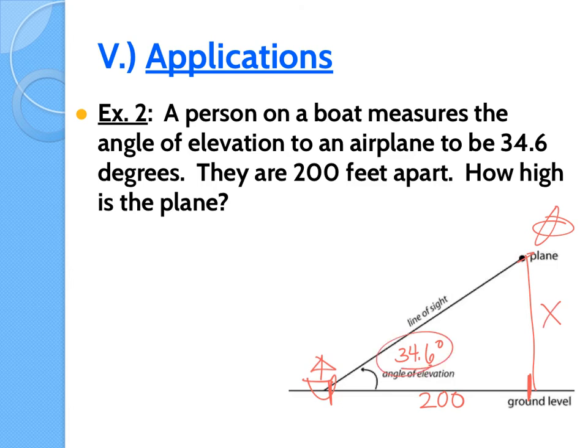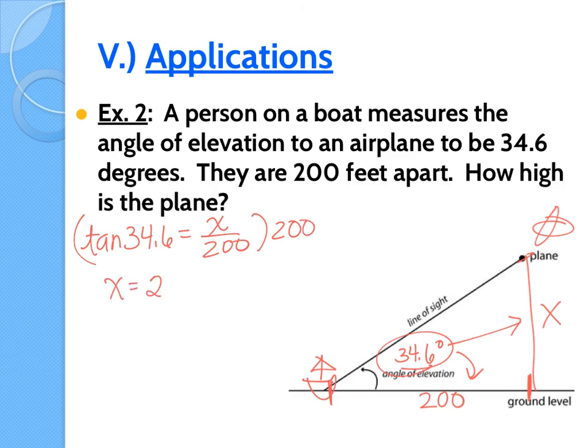I go to my angle. I see I have opposite and adjacent again, which is tangent. So tangent of 34.6 equals x over 200. This time I can multiply both sides by the 200. And I am, again, going to put the 200 in front of the tangent word so it doesn't accidentally get stuck in the tangent. And you're just doing 200 times that on your calculator, and you get about 138 feet.